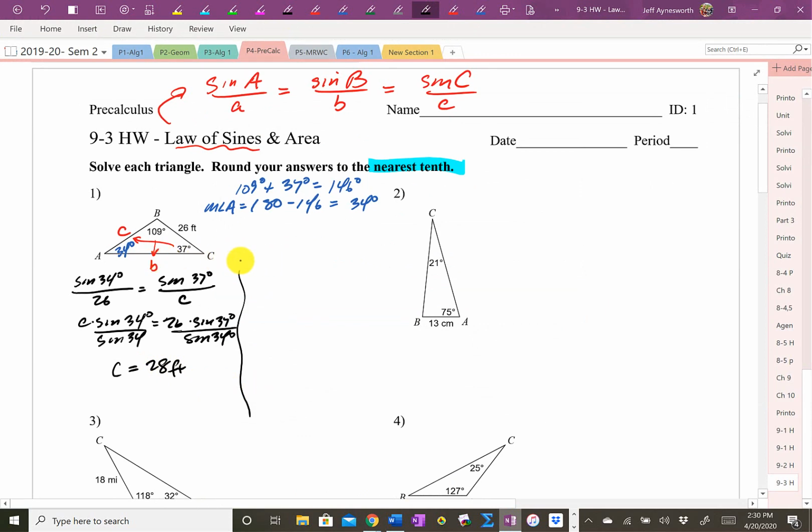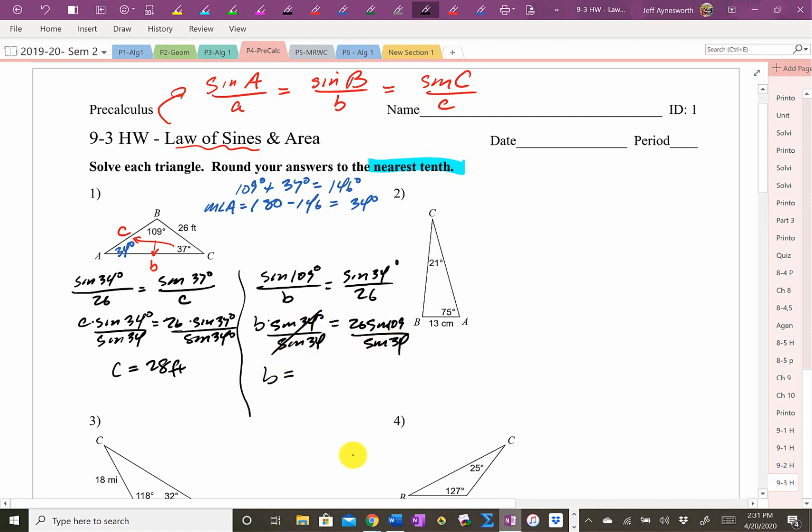Now we've got to find side b, which is opposite of 109 degrees. So we take the sine of 109 to its opposite side, and that's equivalent to the sine of 34 to 26. We get to use that ratio twice. These are all in degrees, by the way. So you cross multiply and you get b times the sine of 34 degrees is equal to 26 times the sine of 109. Divide by the sine of 34 and you're done.